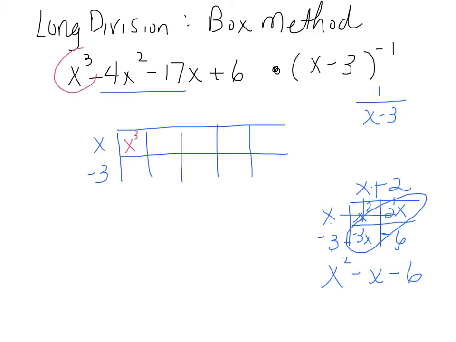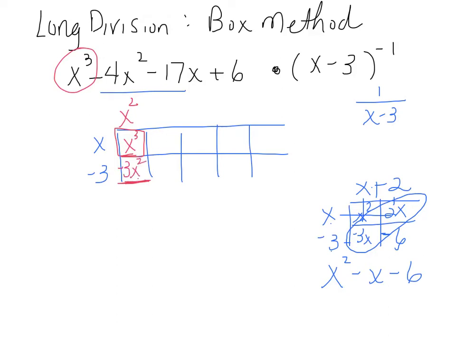So this number right here gets put in this box. That's how you always start it. And you say, x times what is x to the third? Well, that's x squared. X times x squared is x to the third. And then you write in this box, negative 3 times negative x squared is negative 3x squared.